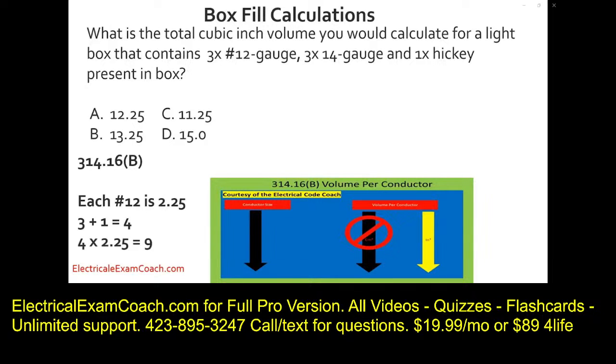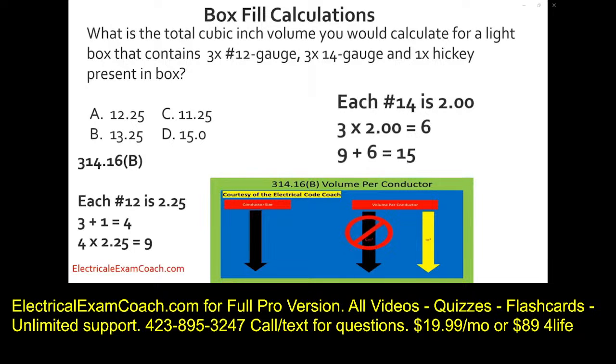Now let's deal with our leftover conductors. We have 3 14 gauges. We take and bear all that math out. Then we total it together and we end up with 15 cubic inches that all of this is taking up in this box. This is something that you'll have to take your time and master.